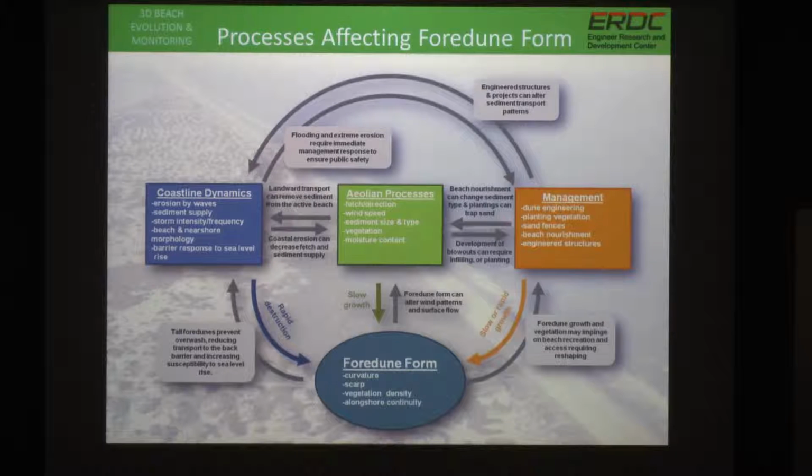And then you have your management practices. In a natural system there is no management, but how much of our coastlines are actually natural? So we have to include this as an important part. And those are things like planting vegetation, putting in sand fences, beach nourishments, actual physically engineering structures of the dune. And so all these processes both interact with each other and then interact with the foredune form. And in fact, the shape of your dune can actually feed back and affect some of these processes themselves.